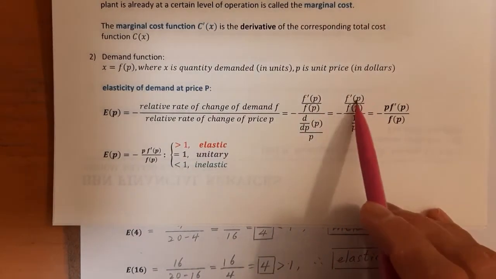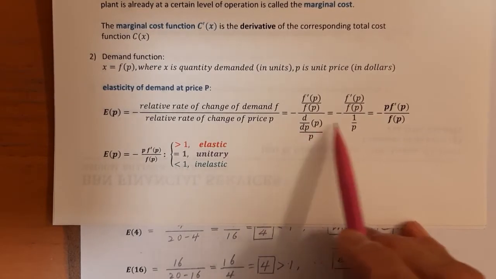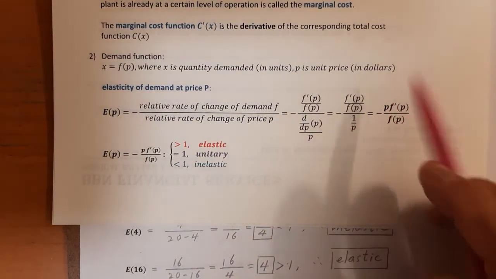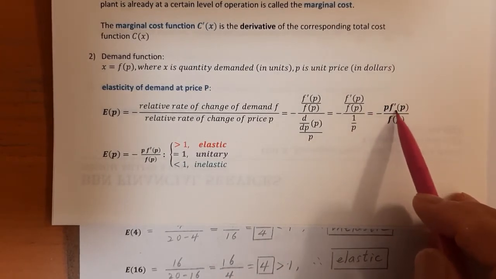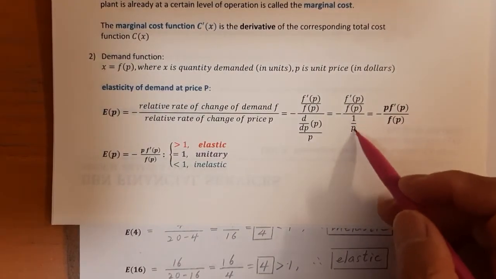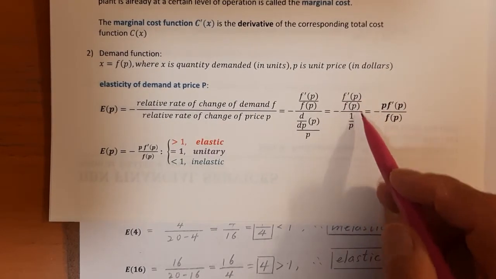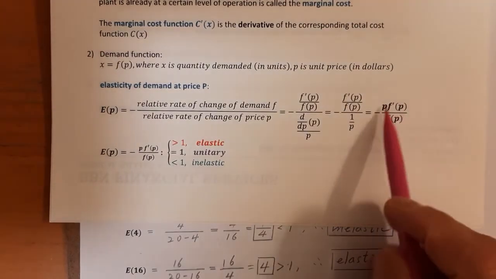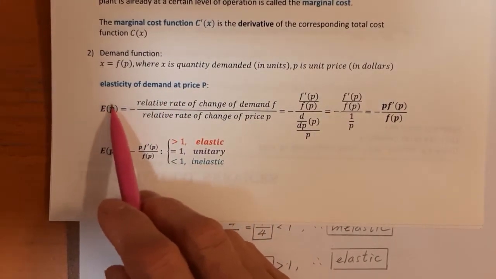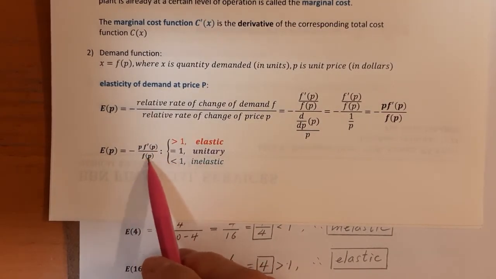And this equals negative f prime of P over f of P, and the derivative of P with respect to P is just 1, over the price P. Then taking the reciprocal of the denominator, 1 over P becomes P over 1, and multiplying, we get P times f prime of P over f of P. And this is called the elasticity of demand and represented by E of P. So E of P equals negative P times f prime of P over f of P.